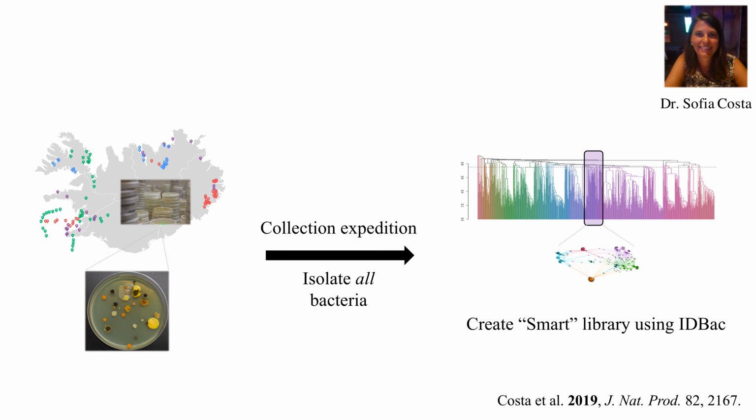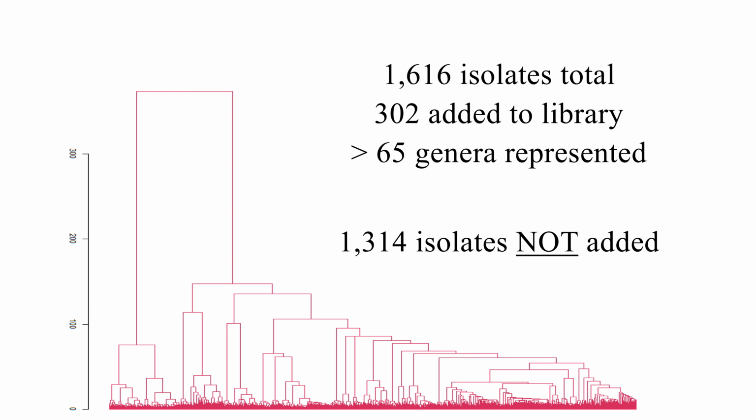And so we performed this on the scale of a single collection trip. This is the work of Dr. Sofia Costa, previous graduate student of mine, and Dr. Cecilia Omarsatir from the University of Iceland. And Chase was also a co-author on this work. So we went on 5 different expeditions to Iceland, and we picked the latest one and used that as an example to try to create what we call a smart library. Now here's a dendrogram from all of the isolates. There were 1,616 isolates in total.